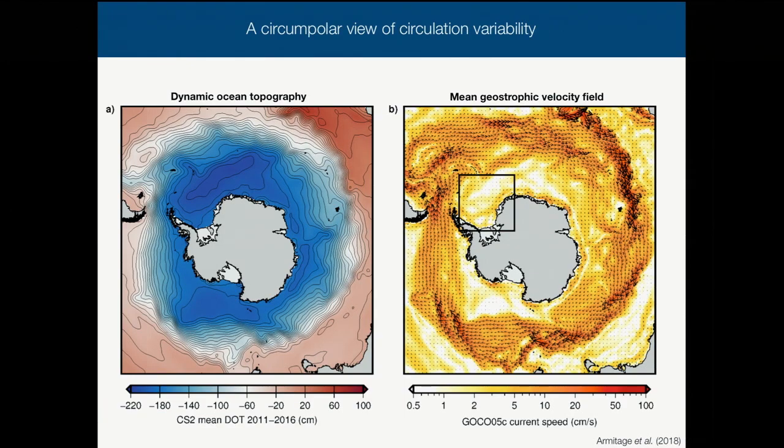And so this product is pretty remarkable. It's really the first time we've ever been able to look at surface velocities all the way around Antarctica. You can take the gradient in this sea surface height product and actually convert it into a velocity field. So this is showing the velocity vectors. The colors here are showing the magnitude. So again, the ACC is about a meter per second at the surface, but you can still see that you have this Antarctic Slope Current all the way around Antarctica.